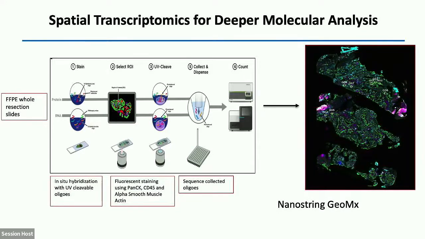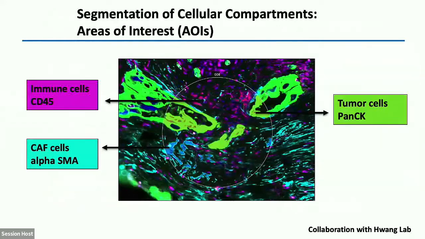So we decided we wanted to go deeper, and so we did spatial transcriptomics with the NanoString GeoMx platform. These are FFPE specimens that we then used a whole transcriptome assay of about 18,000 genes that are laid on top of the tissue. We then use fluorescence stains to identify regions of interest that are used to then get those RNAs out for analysis. And so this is how it looks.